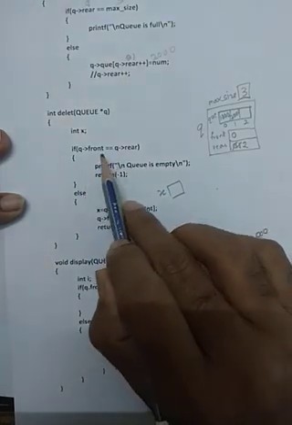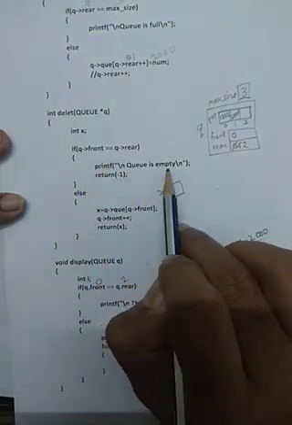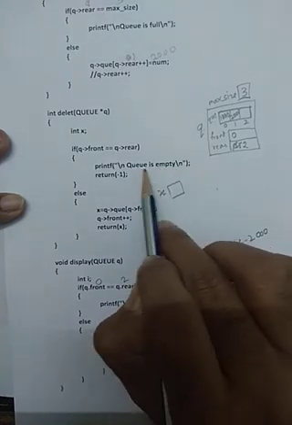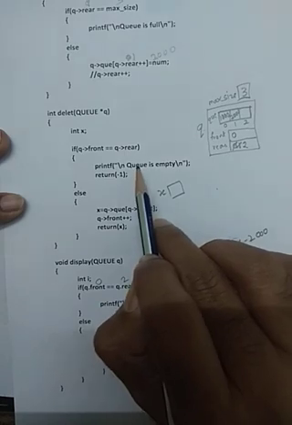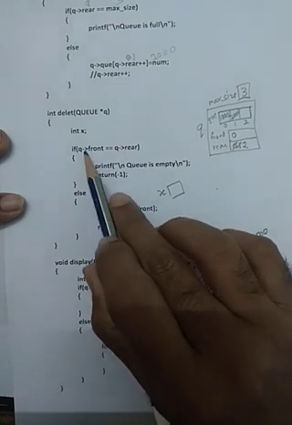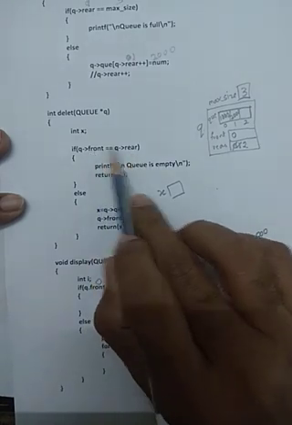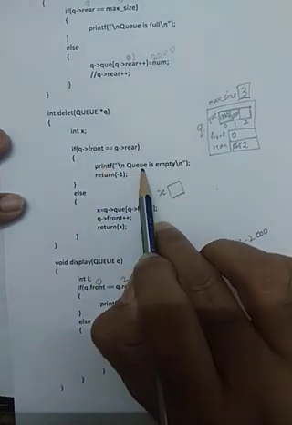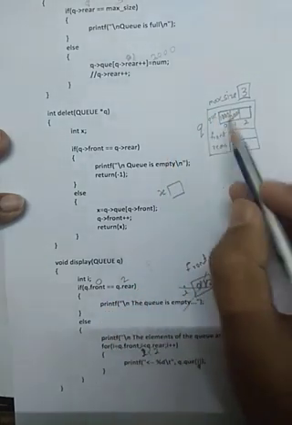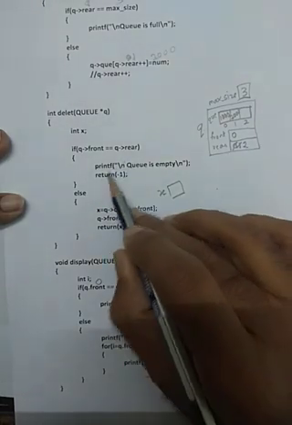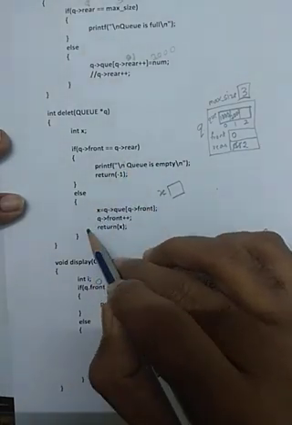Next, before deleting, I should check if it is empty. If the queue is empty, then I should display this message. How do I check if the queue is empty? We have already seen this. If the value of front and rear both are same, I should say that the queue is empty. In this case, front is 0, rear is 2, they are not same, so this message is skipped. The control comes to else part.